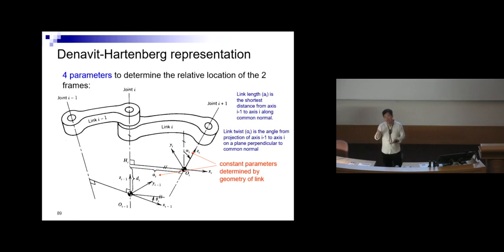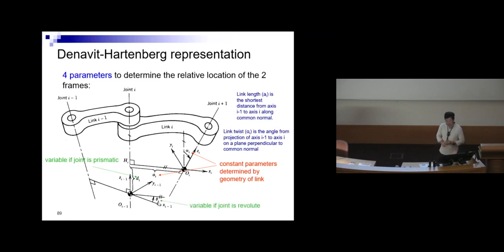In almost all cases, only one variable is actually in effect. So you have di if the variable joint is prismatic, and theta i as the variable if the joint is revolute.